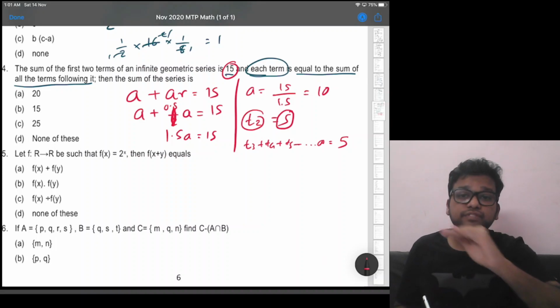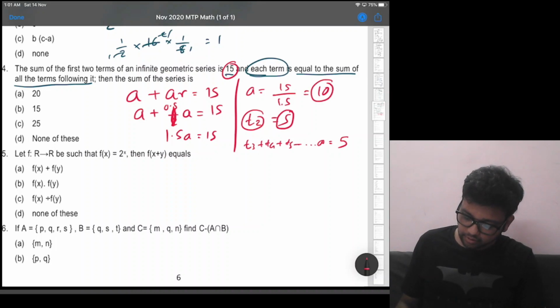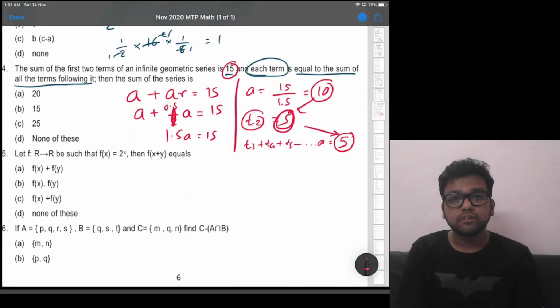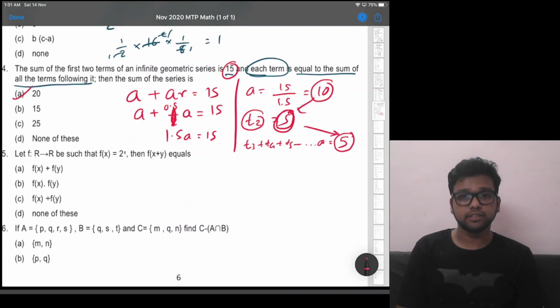So now the sum of the entire series is what? First term plus second term plus third, fourth, fifth up to infinity. So 10 plus 5 plus 5. 15 plus 5, 20 is the correct answer.